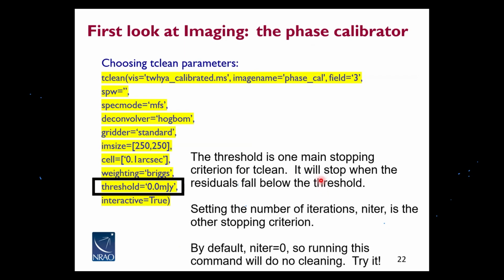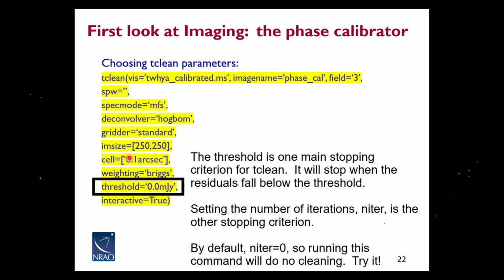And then the last item here is threshold. Now we are setting it to 0. Threshold is one of the stopping criteria we set for tclean, so it will stop when the residuals fall below the threshold. But since we're setting it to 0, it's not going to stop on that. Another stopping criterion is the number of iterations, niter, and by default it is set to 0. So we're not setting it, and right now the iteration number is 0.